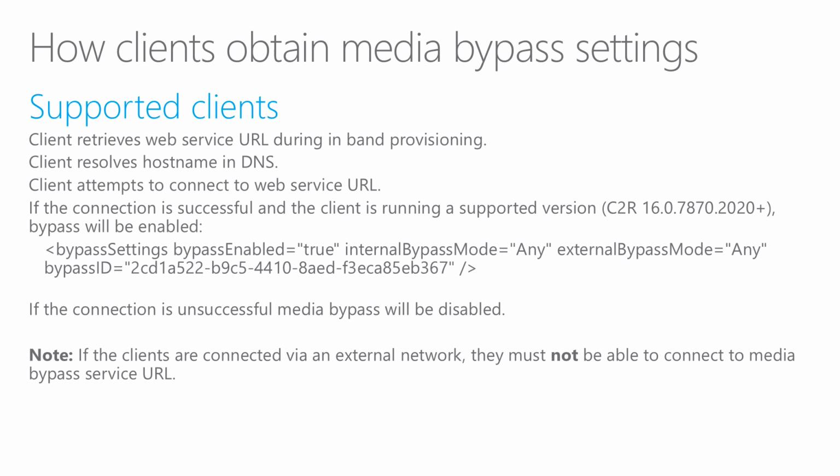Note that if clients are connected via an external network, they must not be able to connect to the media bypass service URL. If they were able to connect and they were enabled for media bypass, we would have media connectivity issues because that client is connecting through the external edge network and does not have direct access to the internal corporate network PSTN gateways.